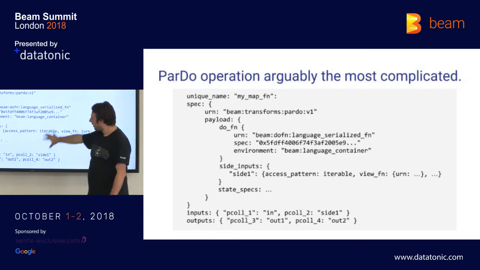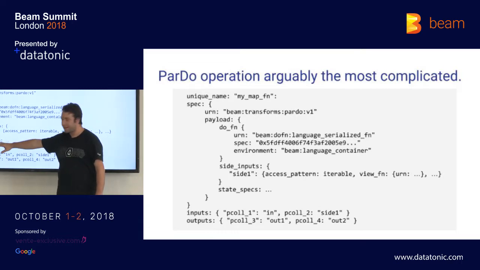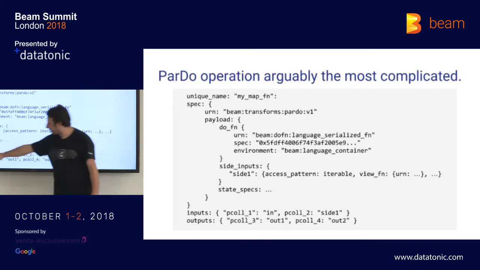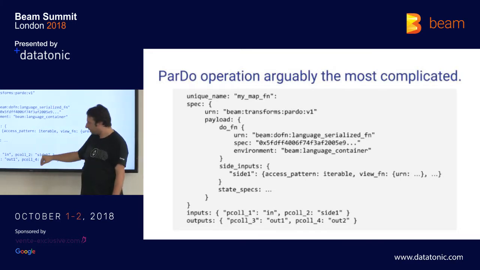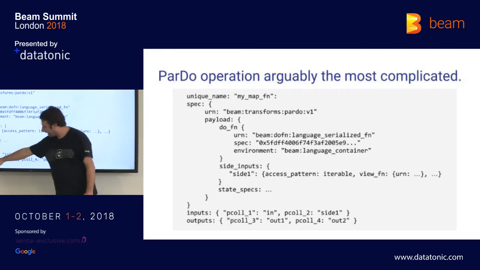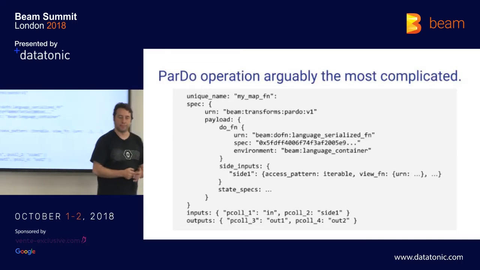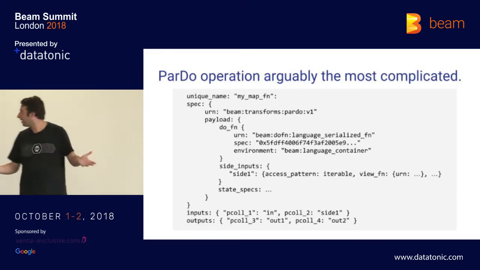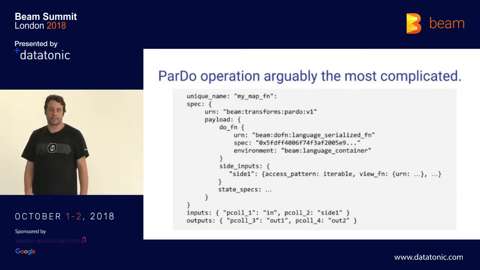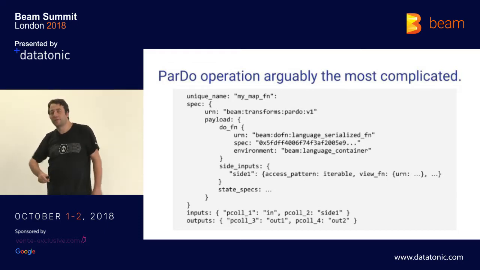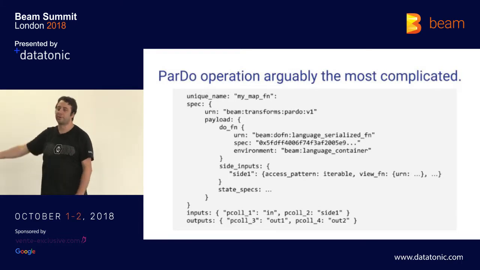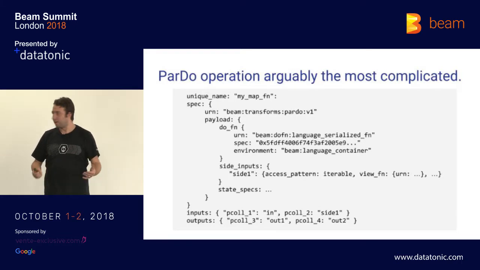So this is the DoFn. You have side inputs, you have state specs, and so on. And then you have your list, just like before, of inputs. Your side inputs are normal inputs. And you have your possibly multiple outputs. So the entire pipeline is basically structured like this. Probably the easiest way to do it when you're trying to bootstrap an SDK is to look up Python or Java, just dump these protos out and inspect them and just do what it does.